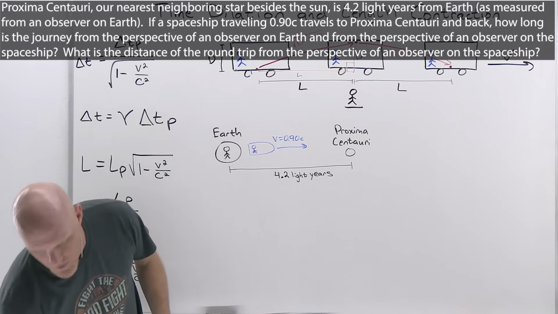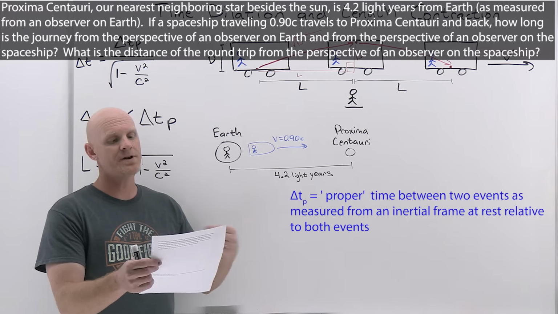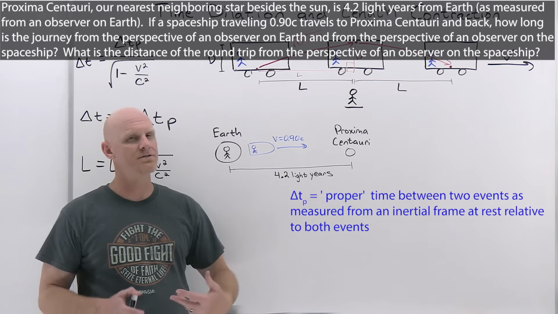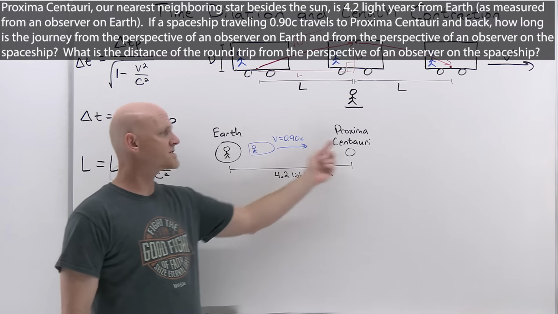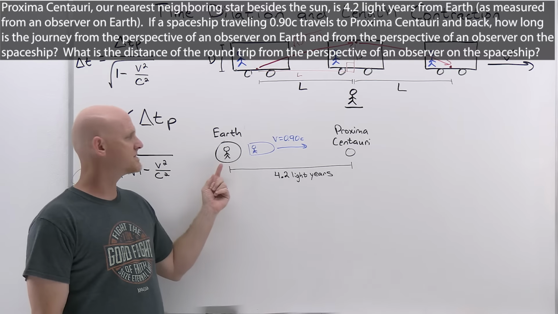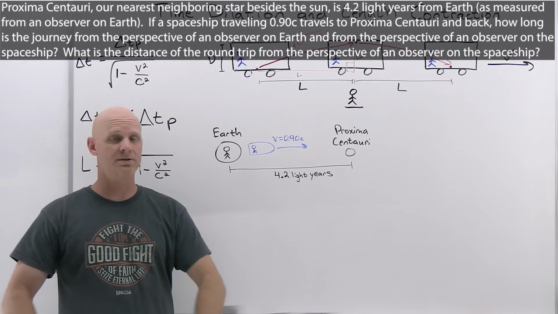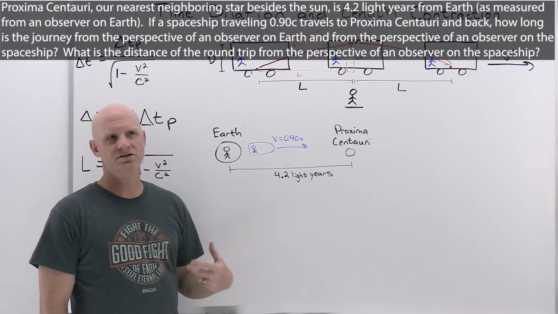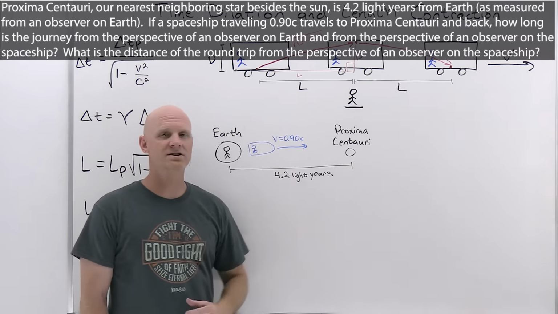And again, if you recall, proper time was defined as the time between two events as measured from an inertial frame at rest relative to both events. So here we're going to break this up into 2 sets of events. We're going to talk Earth to Proxima Centauri. For the guy on Earth, the departure of the spacecraft from Earth, and then arrival at Proxima Centauri definitely takes place at two totally different locations in space. But for the guy on the spaceship, both these happen effectively right outside his spaceship, when we leave Earth and when we arrive at Proxima Centauri.